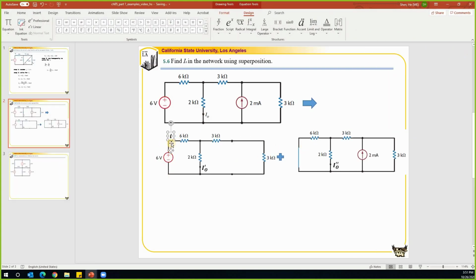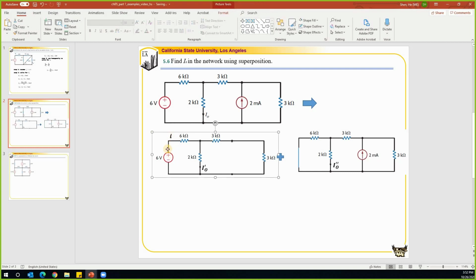The overall current can be found by using Ohm's law, using the voltage applied on the network divided by the total resistance. So I is equal to 6 volts over the total resistance, which is 6 plus 2 in parallel with 3 plus 3, because these two 3s are in series. This is 1.5 plus 6, 7.5. 6 over 7.5, that is 12 over 15. We can also simplify that as 0.8.